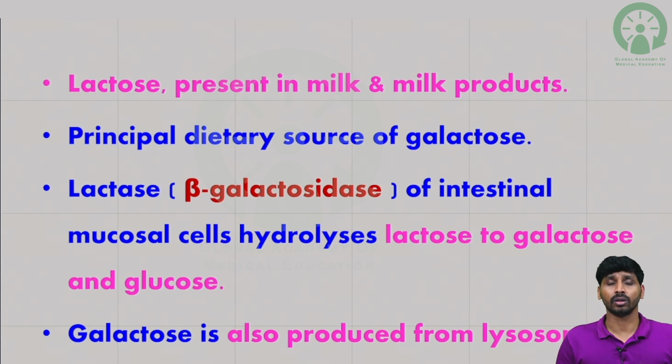So what is the source of galactose? Lactose is the source of galactose in our body. When lactose undergoes digestion, it gives galactose and glucose. The principal dietary source of galactose is lactose. The enzyme responsible for breaking lactose is lactase, which has the hydrolyzing activity of beta galactosidase, that means it breaks the beta 1,4 glycosidic linkage between galactose and glucose. It is present in the brush border of intestinal mucosal cells.